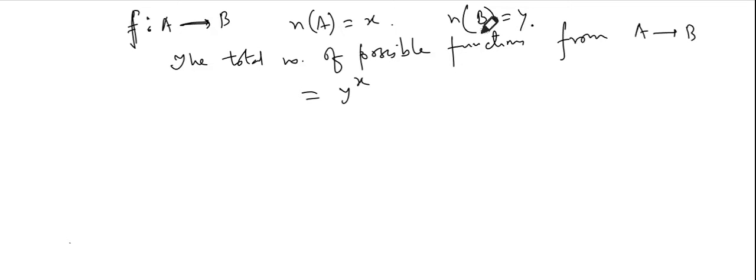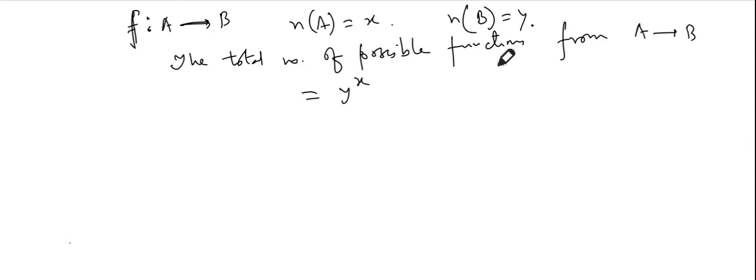Y to the power x, that is, the number of elements in set B to the power of the number of elements in set A. Why this? This may be proved by our probability method. You have already learned about probability in class 11.